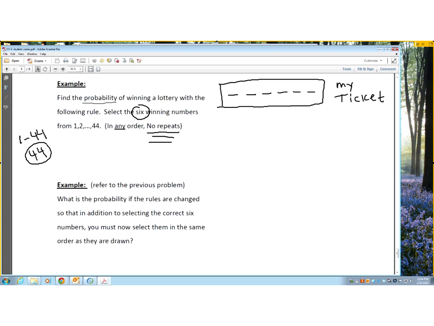All right, so I am choosing 6 numbers here, and I want to find the probability of winning the lottery with the following rule. The numbers can be chosen in any order, and there are no repeats. So order here is not important. The order in which I select the numbers is not important. As long as I select the winning numbers, I have the winning ticket. But the order in which I select the numbers does not matter in this case.